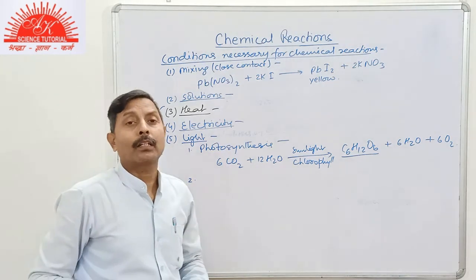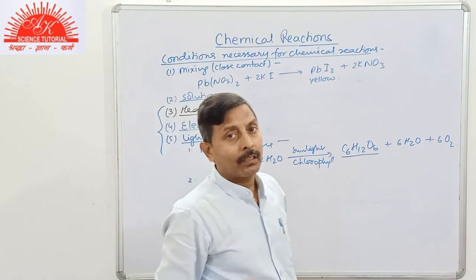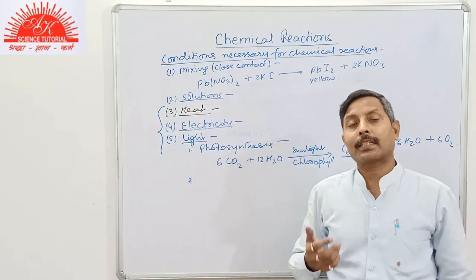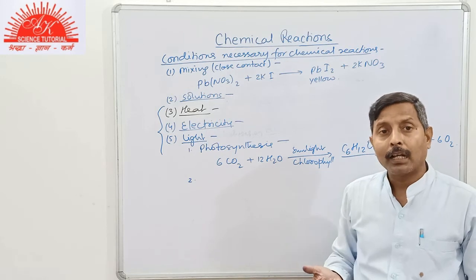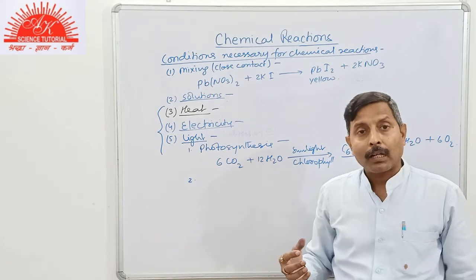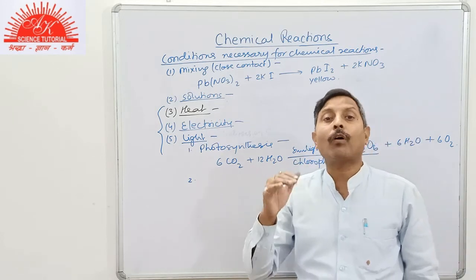Similarly, you see, student, in photography, photochemical substances like silver bromide and silver chloride are decomposed when light energy falls on them.